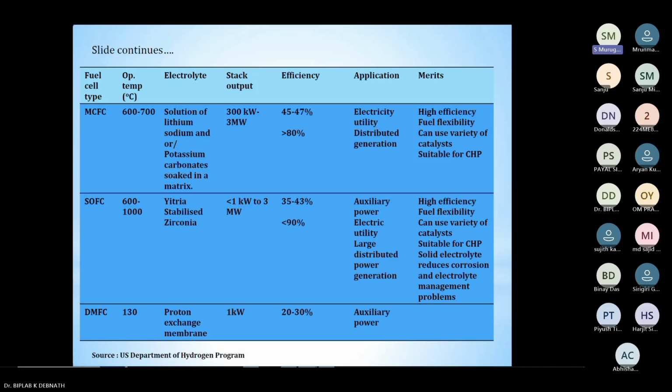Then DMFC, of course, the operating temperature is in the range of 130 to 200 degrees Celsius. Again, of course, here we use a proton exchange membrane. Then we have a stack power output up to 1 kilowatt. The efficiency is up to 30%, and you can use it in auxiliary power applications. Next, please.